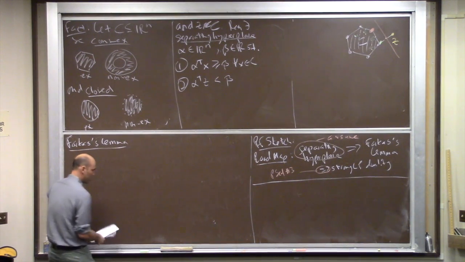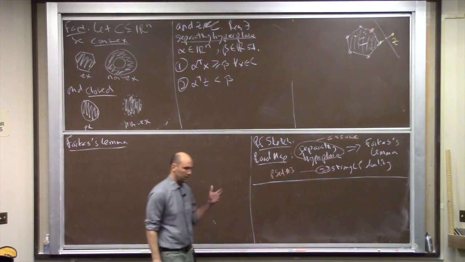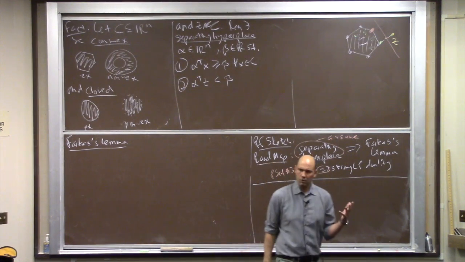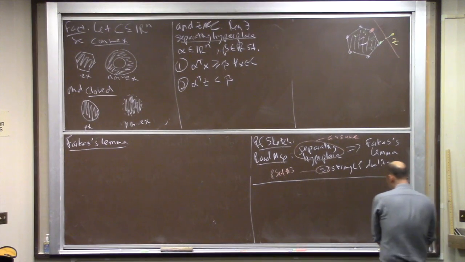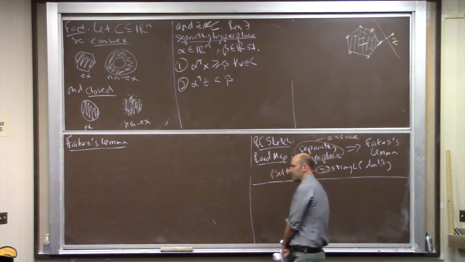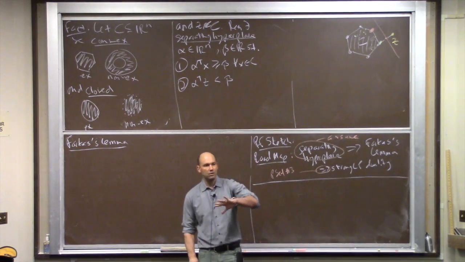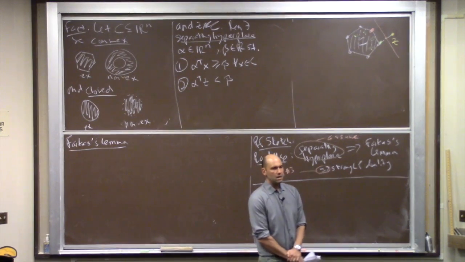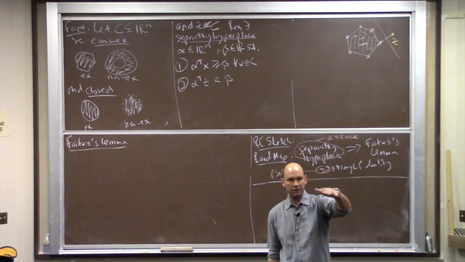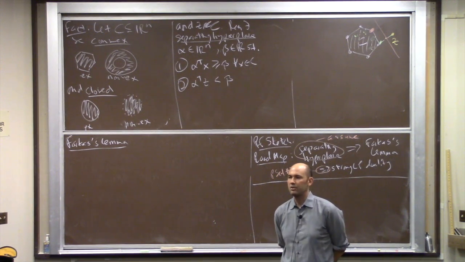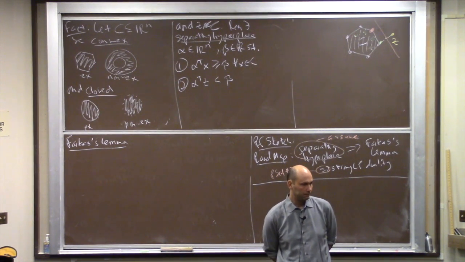So what's the point of Farkas's lemma? This actually predates linear programming duality. This is from somewhere around the turn of the 20th century. What Farkas's lemma is trying to answer is, suppose you have a system of linear equations and linear inequalities. That is, suppose you have a linear program, but you delete the objective function. So you just have equations and inequalities, and you're trying to understand, does it have a feasible solution or not?